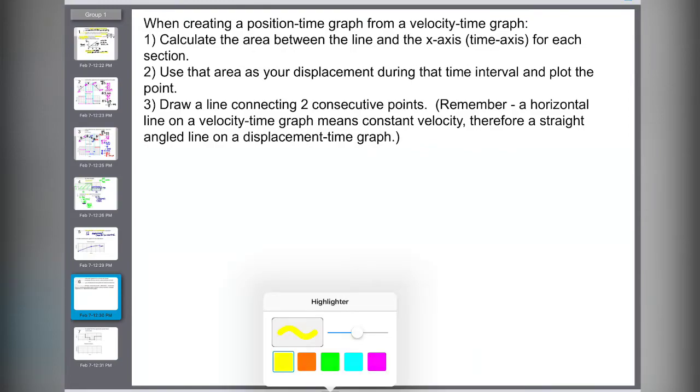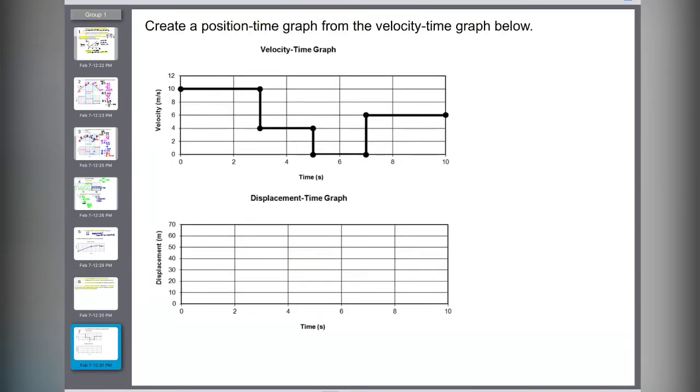All right, when creating a position time graph, these are the steps. They want you to create a position time graph from a velocity time graph. First, calculate the area between the line and the x-axis, then use the area as your displacement, and then connect the two consecutive points. Remember, a horizontal line on a velocity time graph means constant velocity, meaning on the displacement time graph it is a straight angled line.